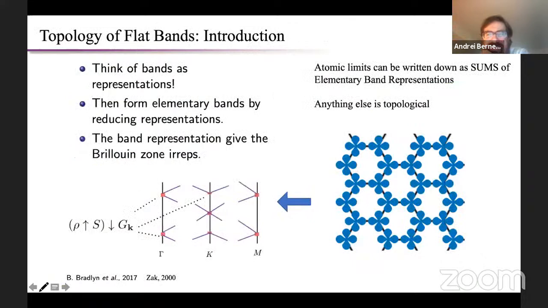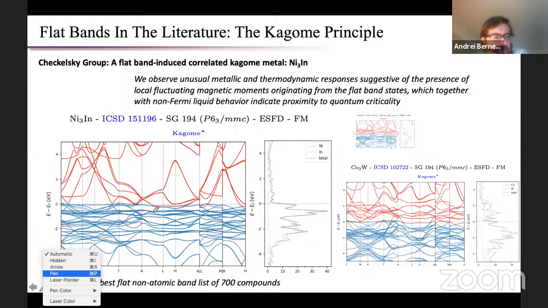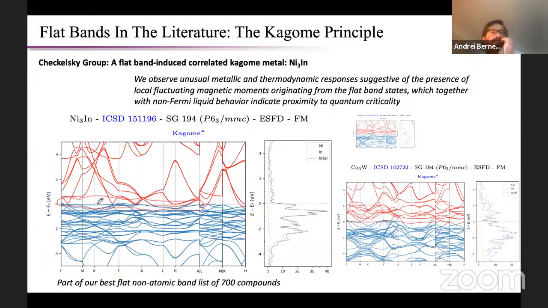Now, things like this one, which was clearly independently found by Chalkilsky, because he has also done the experiments while we were writing this paper. This one is also very good. It's actually probably better than the one before because it's flatter on a longer part of the Brillouin zone.